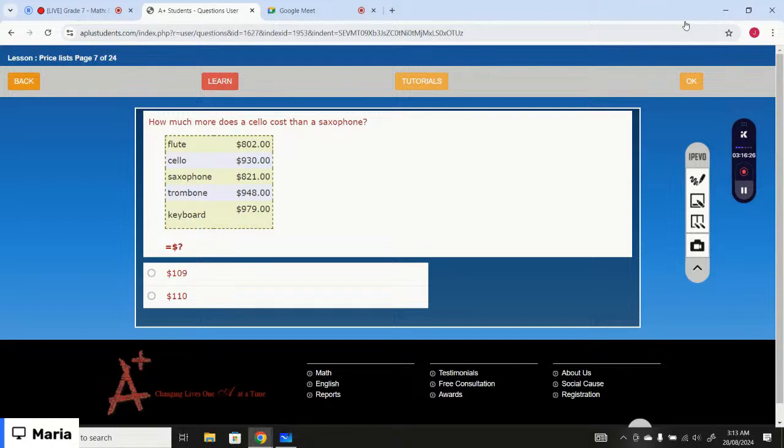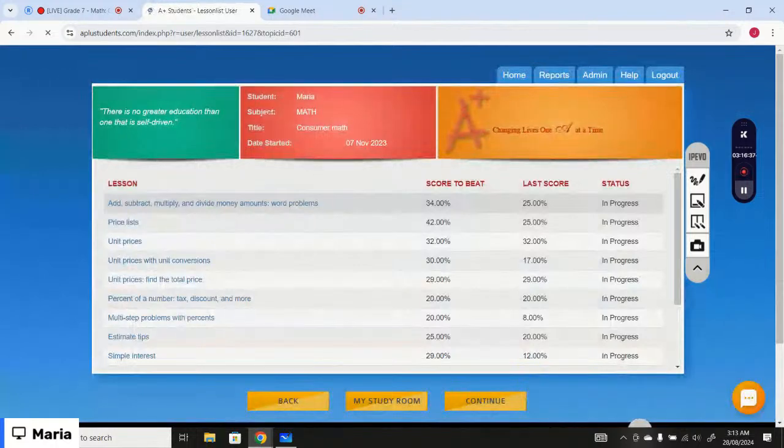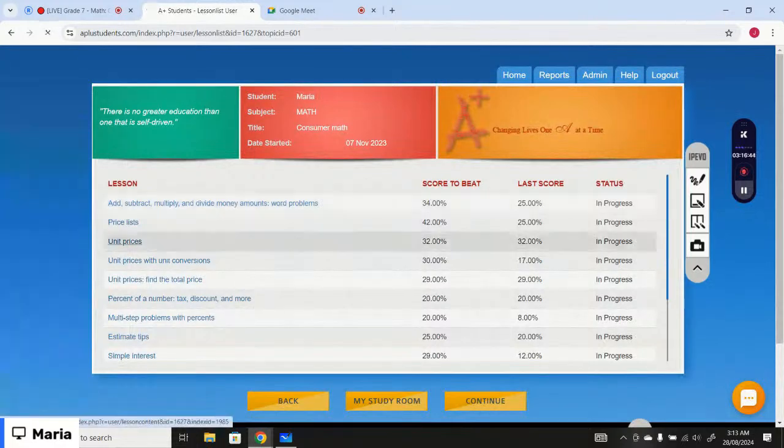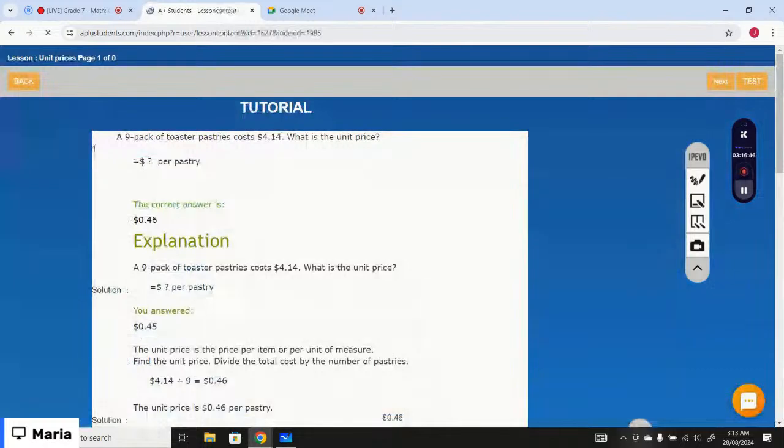Okay, you can complete the lesson by yourself later today. Let me just move on to the next lesson. Okay, the next lesson is unit prices. Let's just start with the unit prices. So, what does unit price mean? Unit means one, right? So, unit price means the price of one thing.